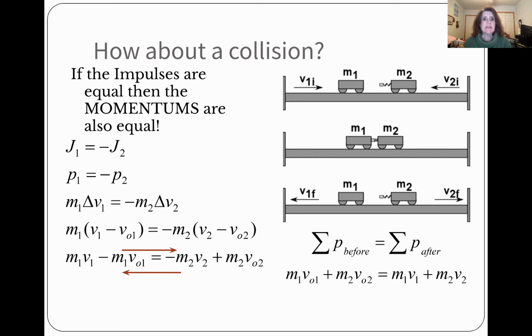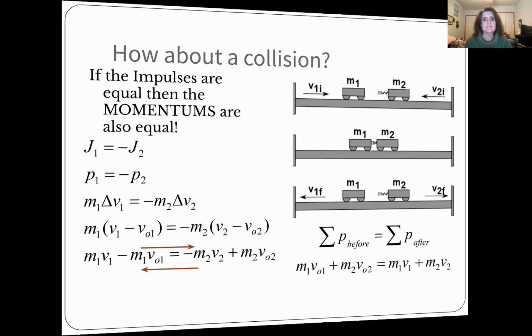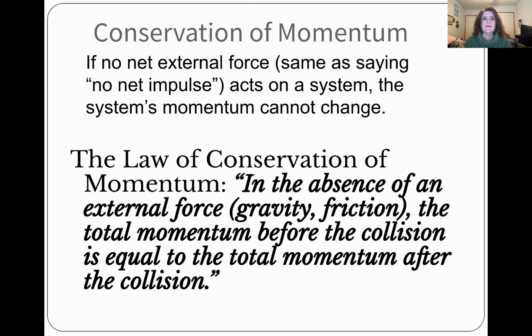That means that in any collision, when two objects collide, their combined momentums before the collision must equal their combined momentums after the collision. The conservation of momentum says, in the absence of an external force, that being gravity or friction or anything else, the total momentum before the collision is equal to the total momentum after the collision.